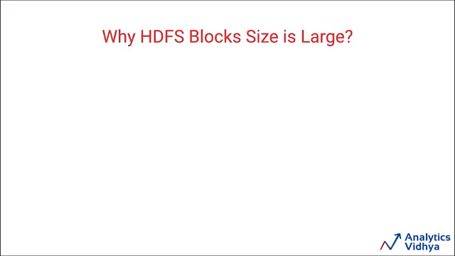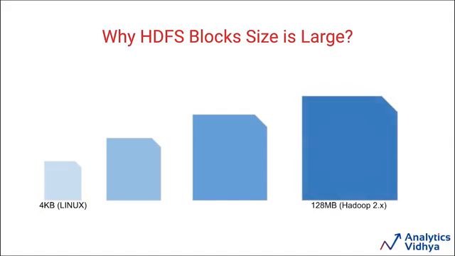Now you might be wondering, why is the block size so big in Hadoop? What is going on here? Well, note that the block size is quite large compared to the Linux OS, which has a block size of 4 KB. Hadoop is designed to store very large volumes of data, from terabytes to petabytes. That makes it different from other file systems, as it can be scaled very easily.